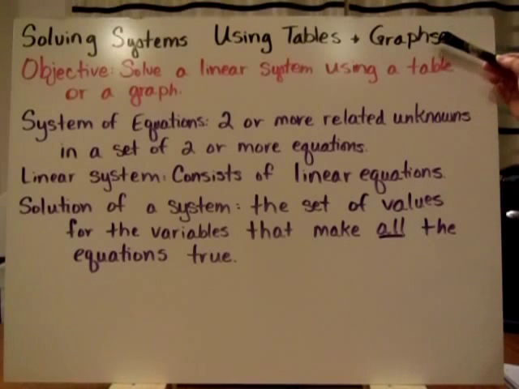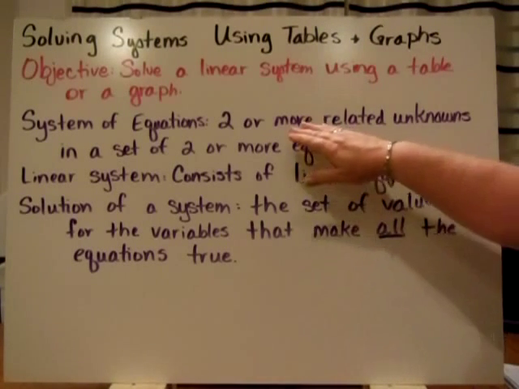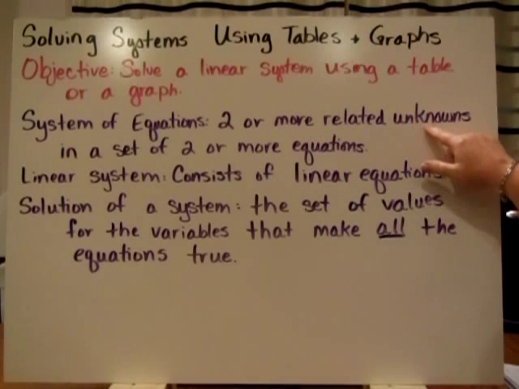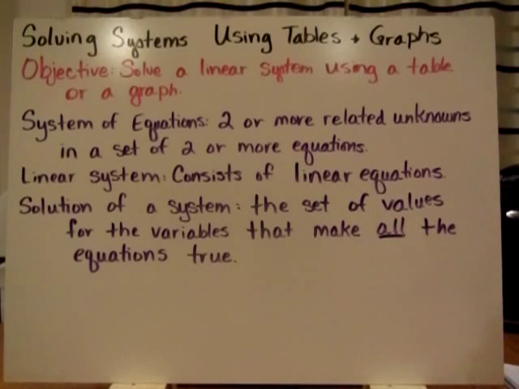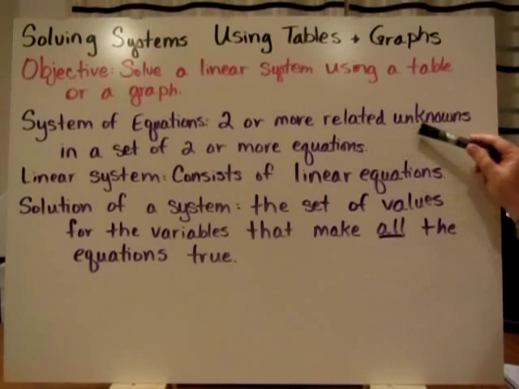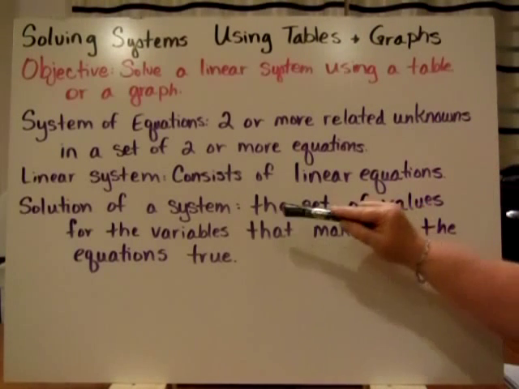Today we're looking at solving systems using tables and graphs, and the objective is to be able to solve a linear system using a table or a graph. A system of equations is two or more related unknowns or variables in a set of two or more equations. So if we had two variables, we need two equations. If we had three variables, we need three equations, and so on in order to be able to solve it.